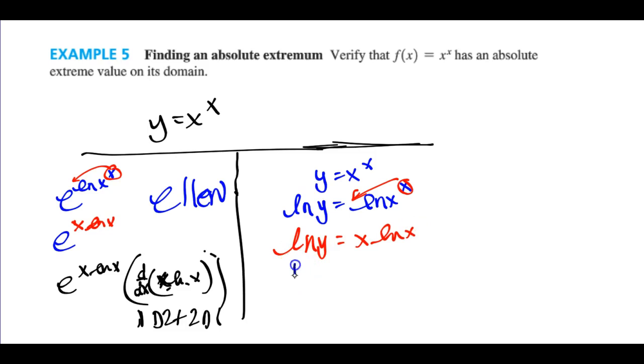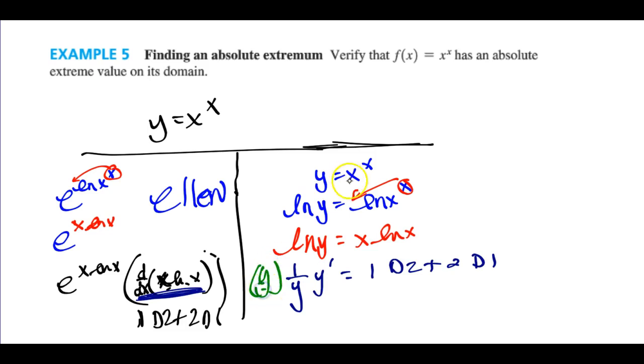Over here, the derivative of a log function is 1 over y dy. In this case, we get y prime. And over here, you still need to take the product rule. So whatever you got here, you're still going to get this 1 d2 plus 2 d1. You're going to end up with the same answer. And then the final thing you'll have to do is multiply both sides by y. But y is really x to the x. So the final answer is going to have an x to the x in it, because that's your y value, times whatever this is, 1 d2 plus 2 d1.